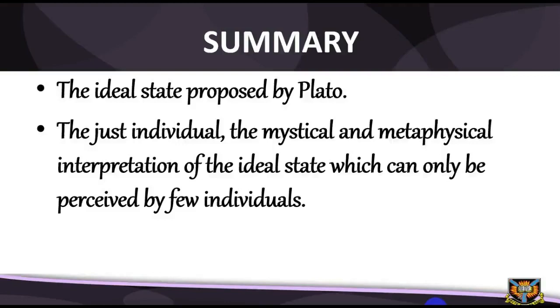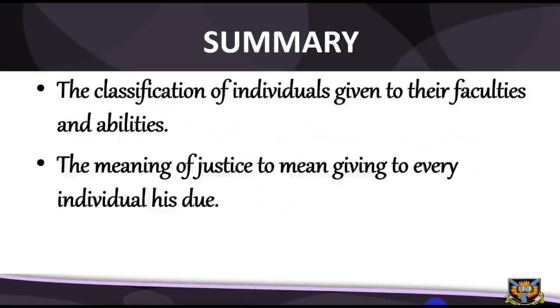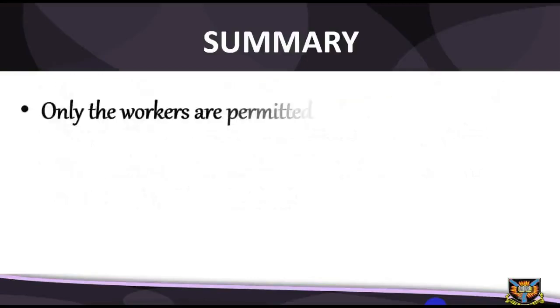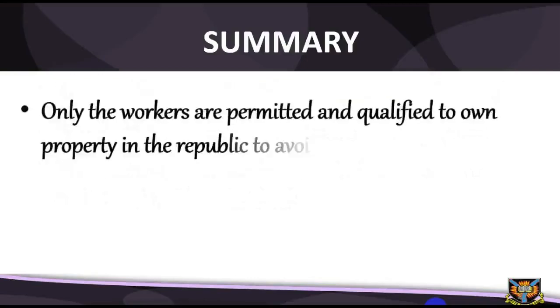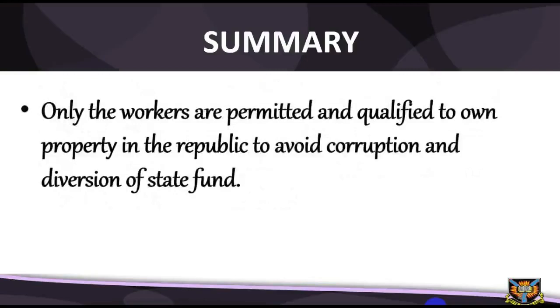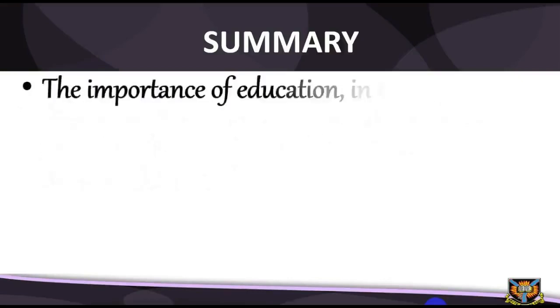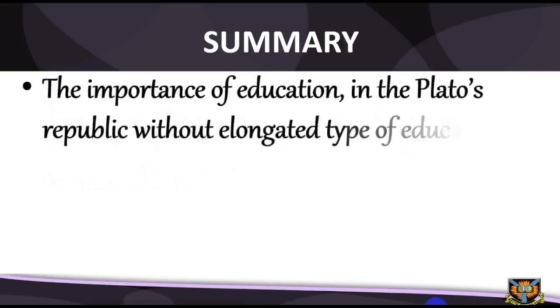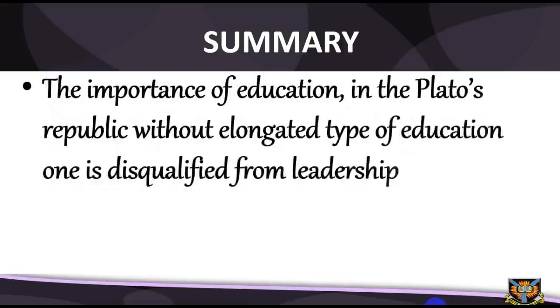Again, we stated that only the workers are permitted and qualified to own property in the Republic to avoid corruption and diversion of state funds. Furthermore, we said that in Plato's Republic, without an elongated type of education, one is disqualified from leadership. And lastly, we learned that only the courageous can become soldiers in the Republic proposed by Plato.